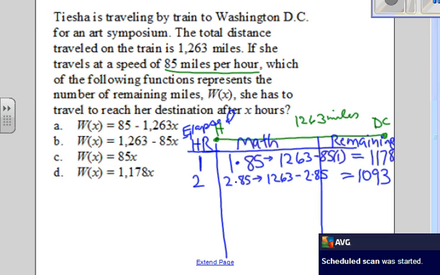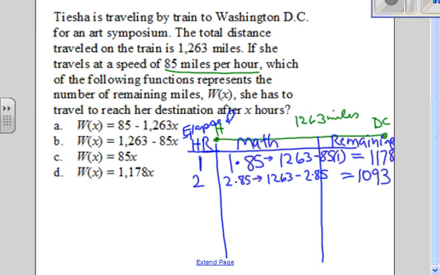If I do 3 hours, that means I've traveled 85 miles 3 times. So I would take the total distance and subtract the 3 times 85 that I've traveled. So 1263 minus 3 times 85 is 1008. The question they're asking is, which expression would give you W(x)? The remaining is W(x). And here is where you'll find the expression.